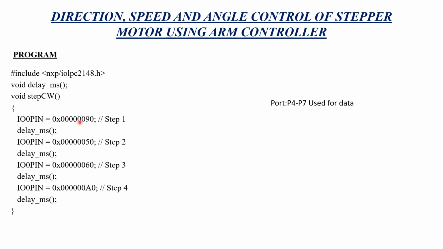So first, if you send the data 90, the motor will take a single step, right? After that we need to give a delay, then we need to energize the next set of winding. Next set of winding means we need to give data for energizing the next pair of winding. So here the data 50 is given for energizing the second set of winding. After that we have to give a delay, then you can give the third data, then delay, and the fourth data, and then a delay. So whenever we execute this particular loop, the motor takes 4 steps.